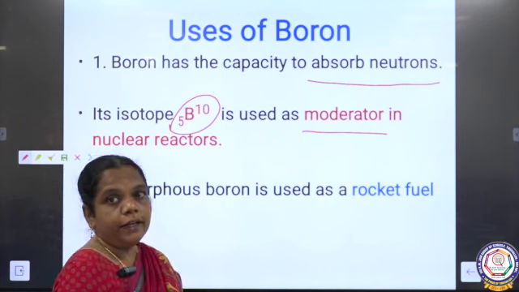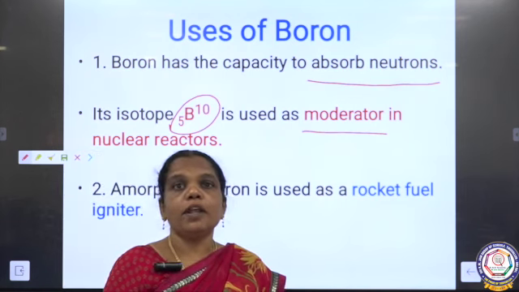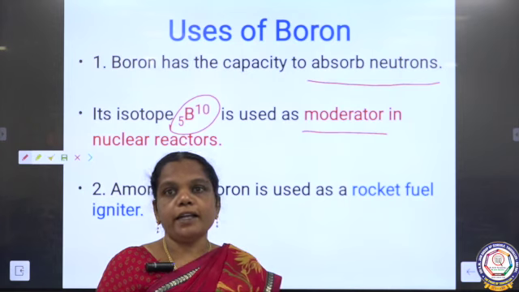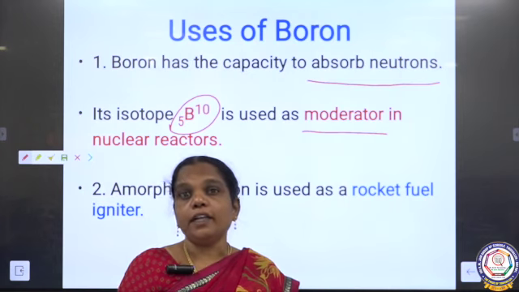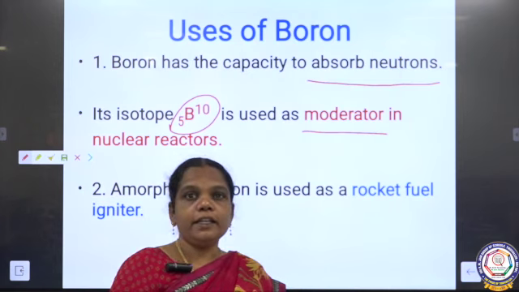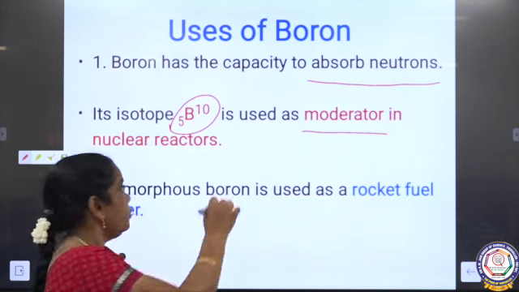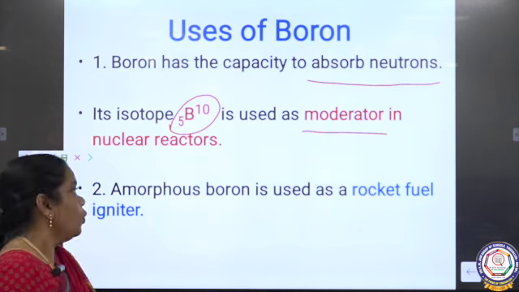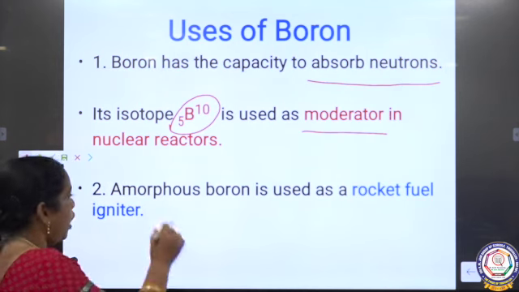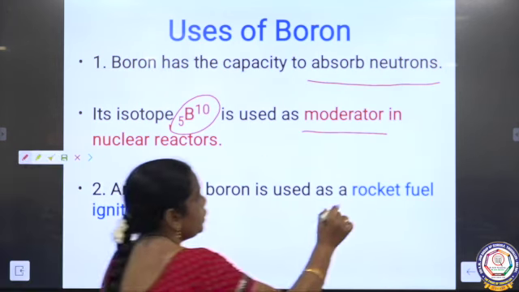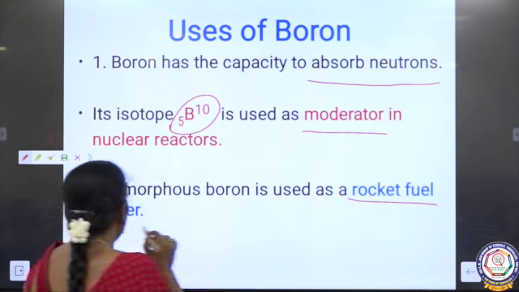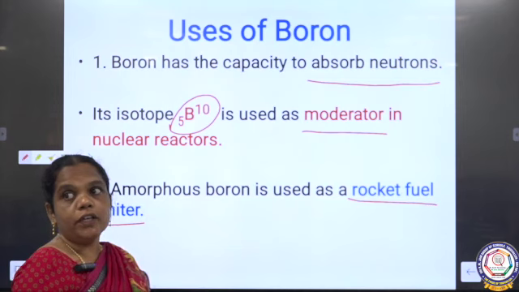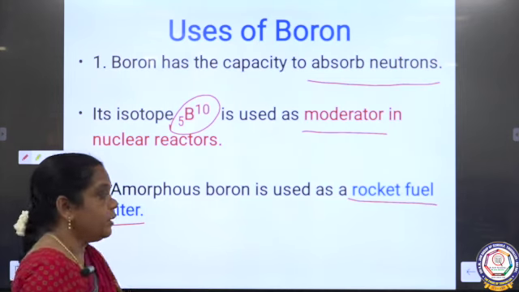Boron-10 isotope is used as a moderator in the nuclear reaction. It is used as a coolant because it is an uncontrolled reaction that emits enormous heat energy. To control the heat energy, the boron-10 isotope is used as a coolant. And next, amorphous boron is used as rocket fuel igniter, to ignite the fuel in rocket launching.